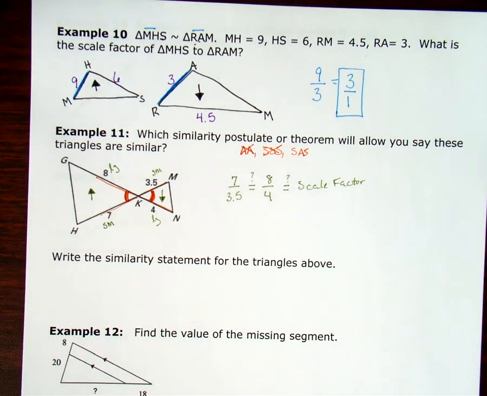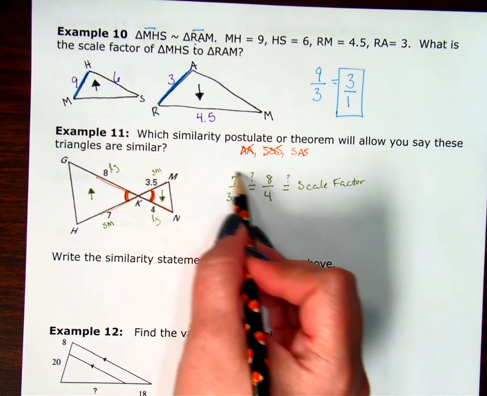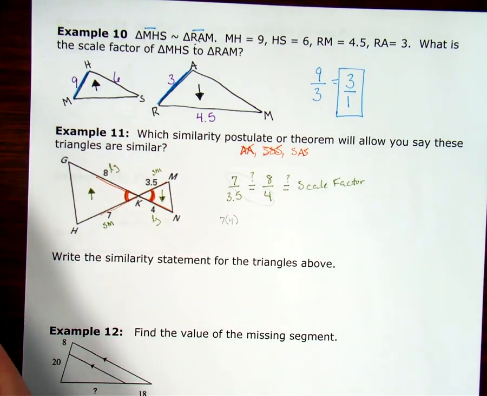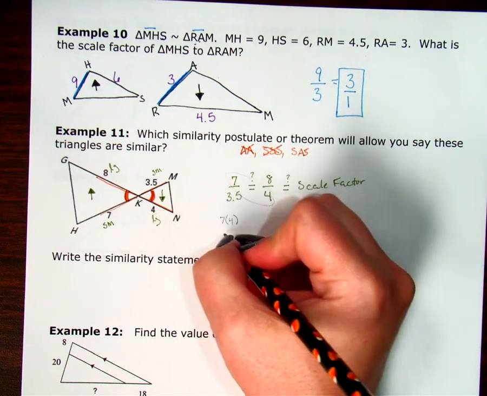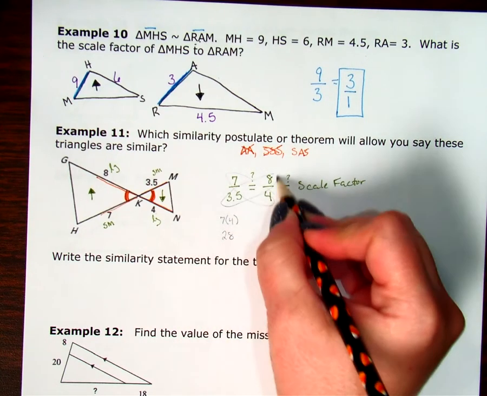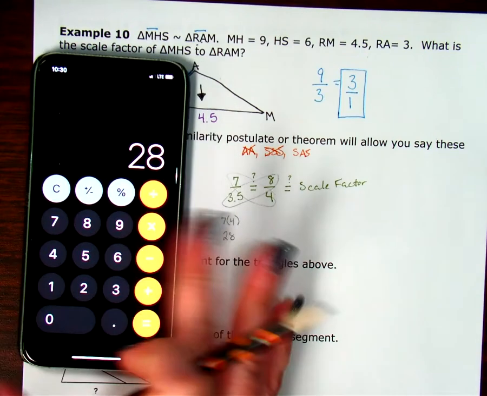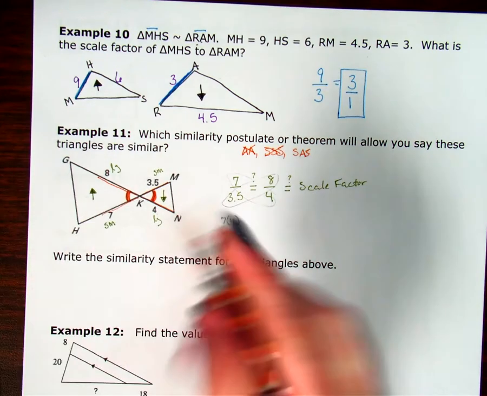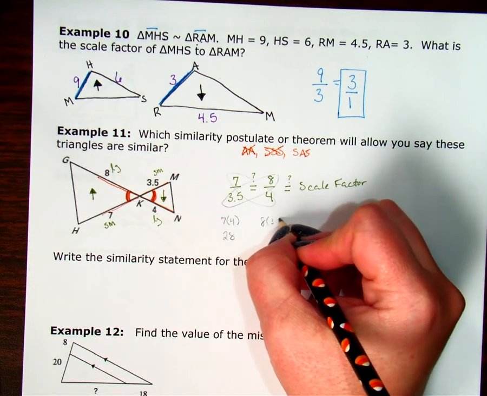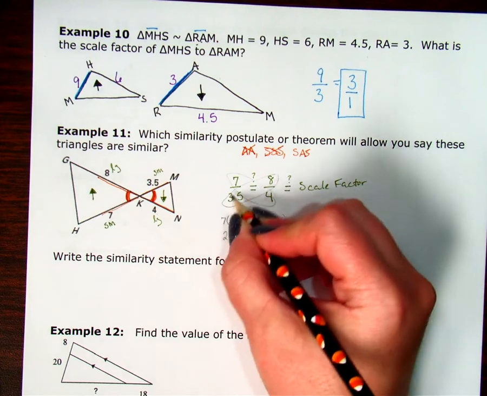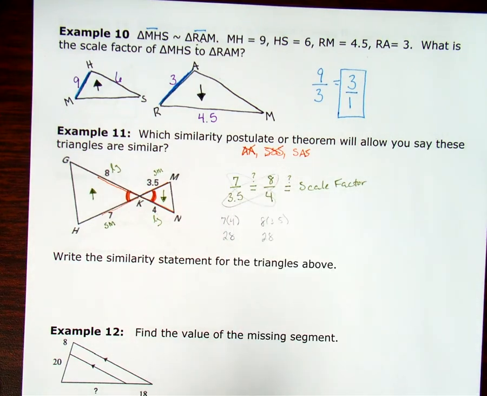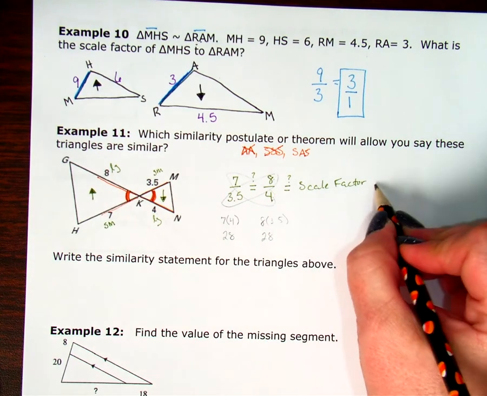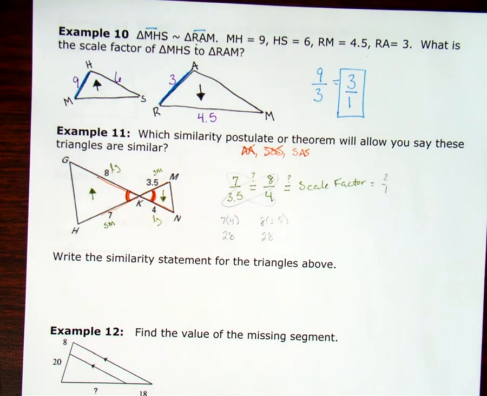Okay? So if I do 7 times 4, 7 times 4 is 28. And then if I do 8 times 3.5 with a decimal, I'm going to grab myself a calculator. 8 times 3.5 also gives me 28. So that means that these do reduce to the same thing. Whatever it is they reduce to would be my scale factor, and this one's easier to reduce, 2 to 1, right? So my scale factor is 2 to 1, although they didn't ask me for that.